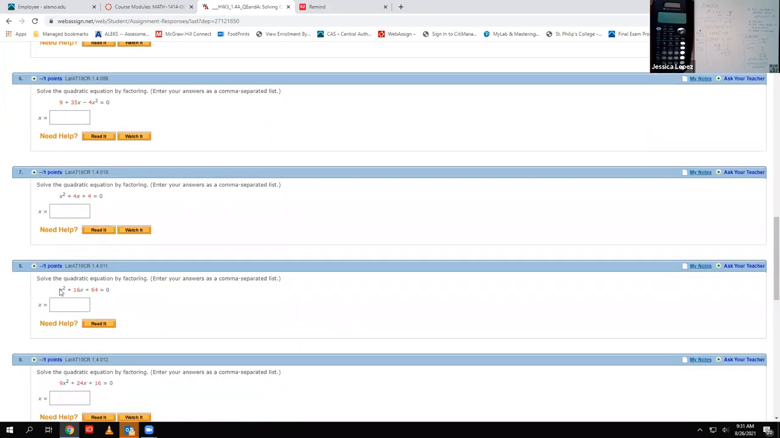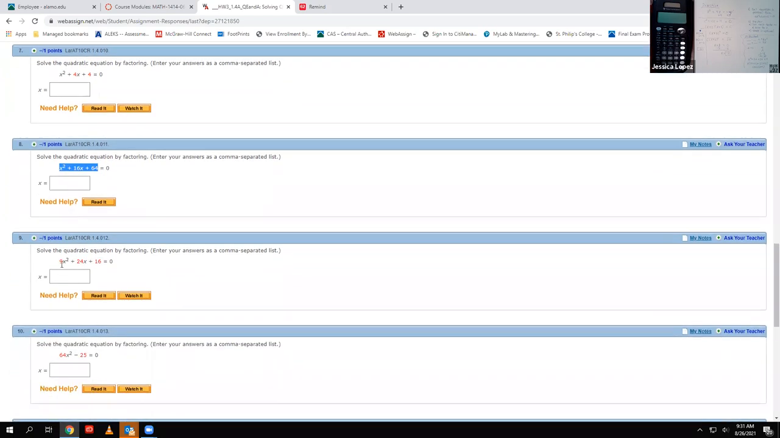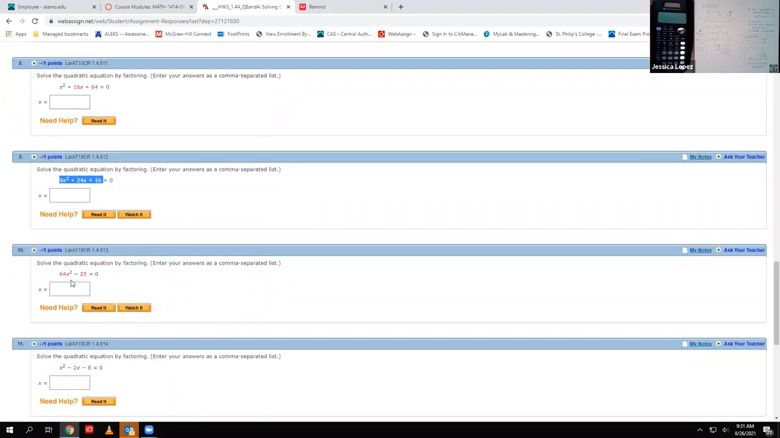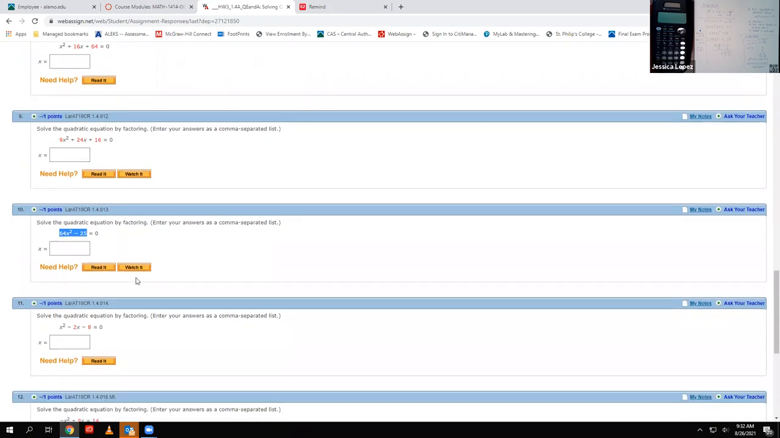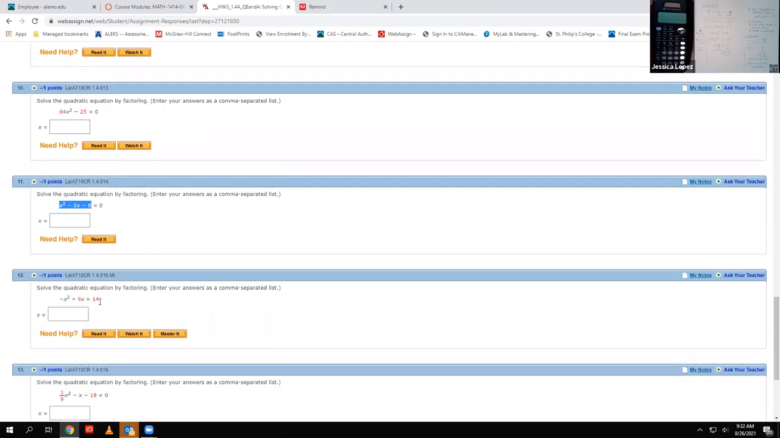This one's already in the nice perfect form. You just have to do the AC method to factor it and then set each factor equal to zero. Same thing here. You're going to have to do the AC method. This one's tricky, but it can be done because that one's actually the difference of two squares. So factor it using the difference of two squares and then set each factor equal to zero. Here, AC method, and then each factor equal to zero.